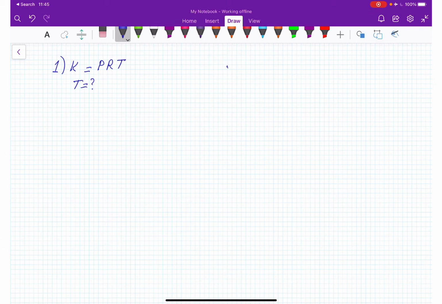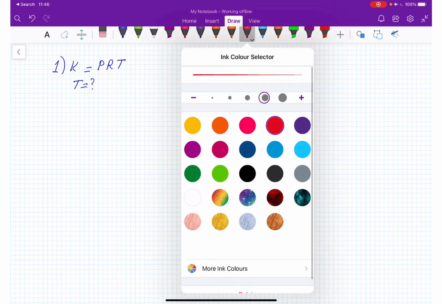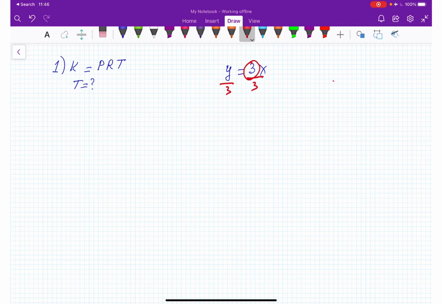To find T, let's say if I would have y is equal to 3x. To find out x, what would I do? I would divide by 3 here. I would divide by 3 here, right? So whatever is acting as a coefficient for x would be divided by, right?